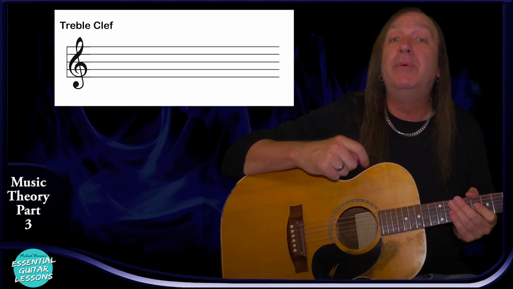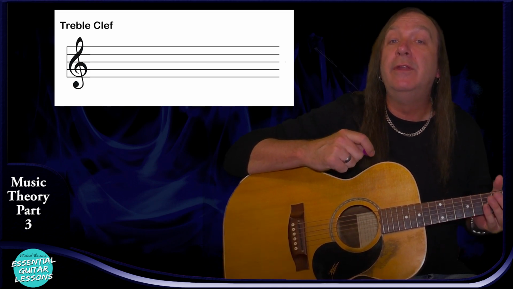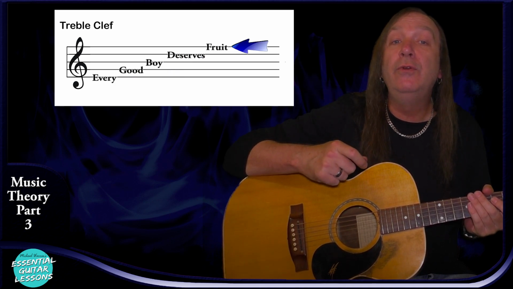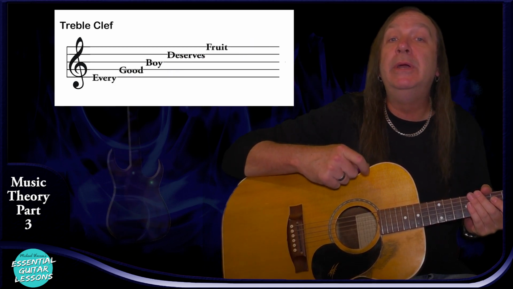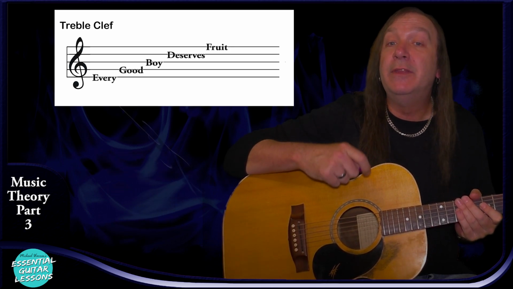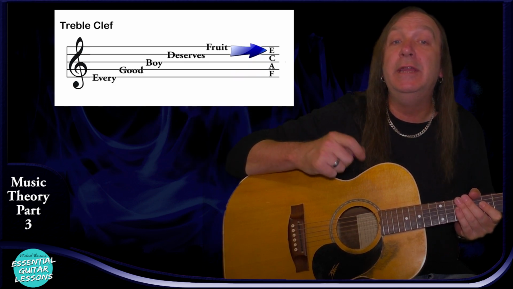So let's start with our treble clef. We'll start with the staff and put the treble clef at the start. So if we're using the treble clef, the notes for the lines are Every Good Boy Deserves Fruit, or E, G, B, D and F. Using that little anagram helps. And the spaces spell FACE, so F, A, C, E.